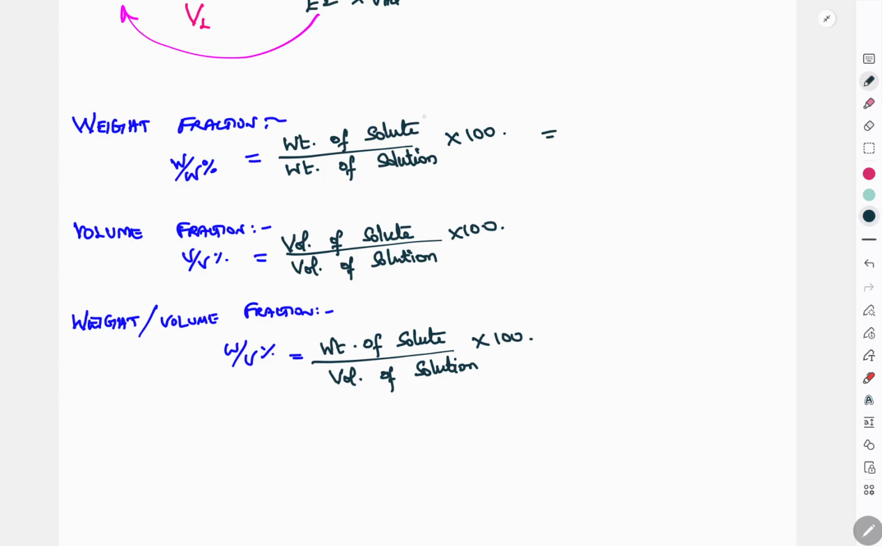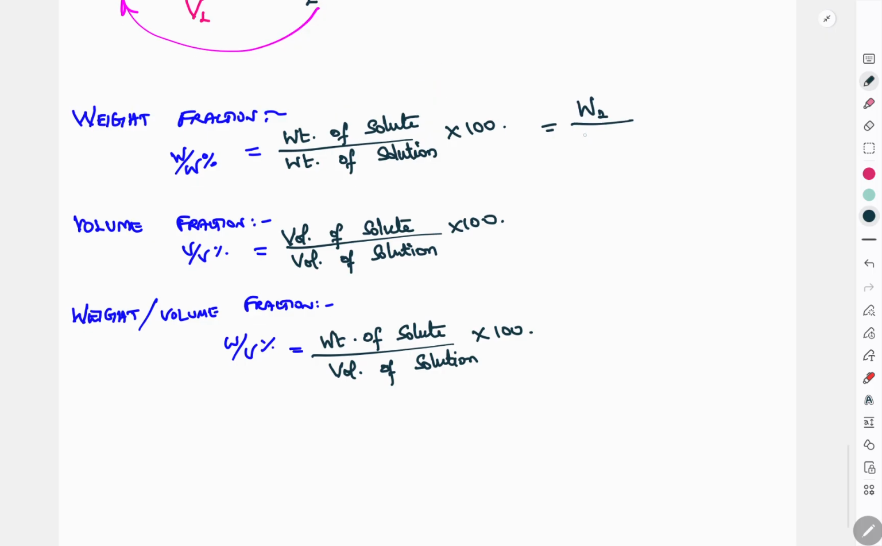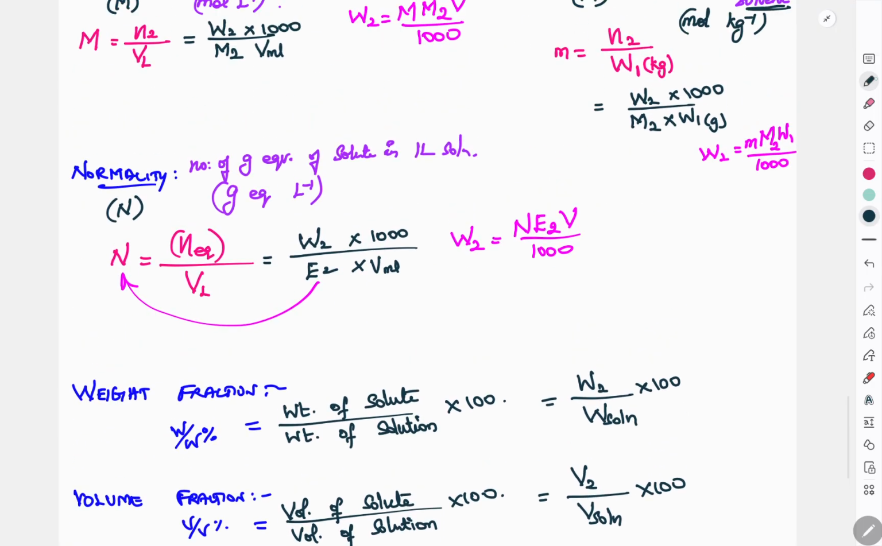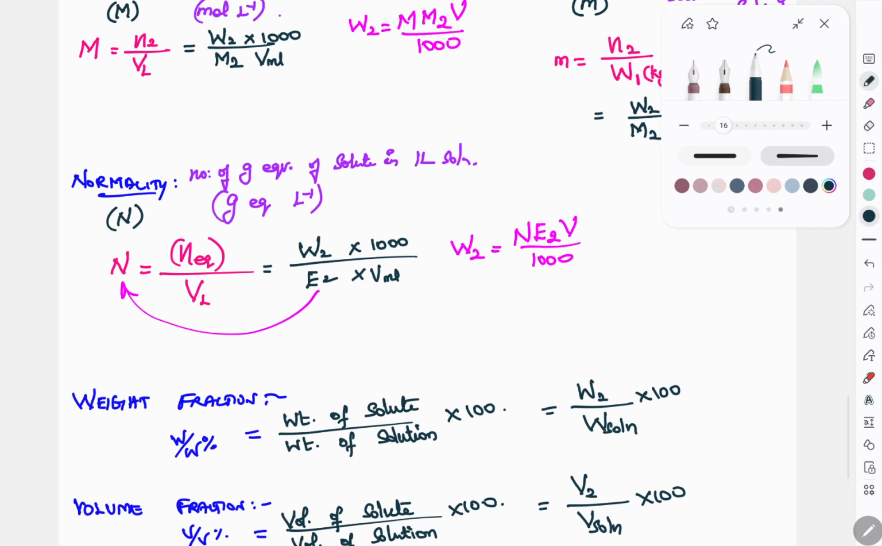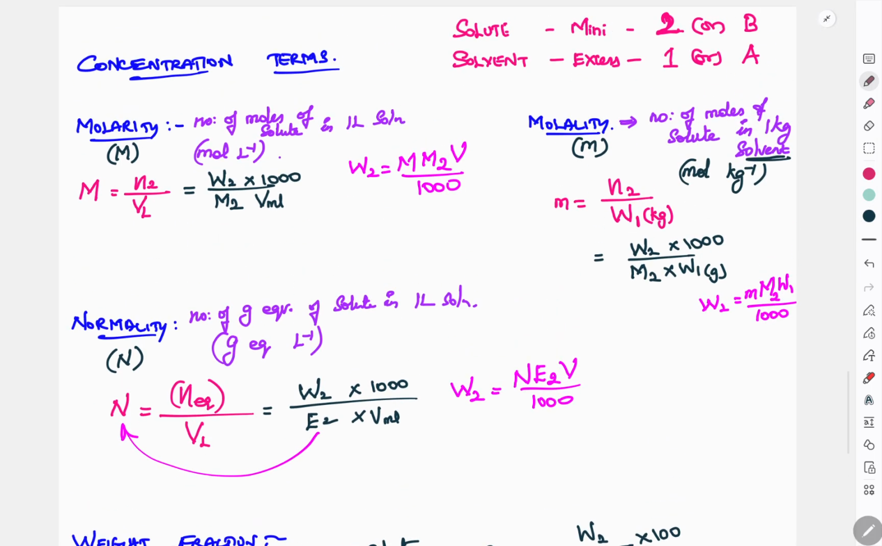The symbols: W is the weight of solute, solute is 2, solvent is 1. This is weight of solute by weight of solution into 100. This is volume of solute by volume of solution into 100. This is weight of solute by volume of solution into 100. So these are three different formulas. I'm going to use this formula above. How, sir? Look at the screen carefully. I will explain how. Look here.